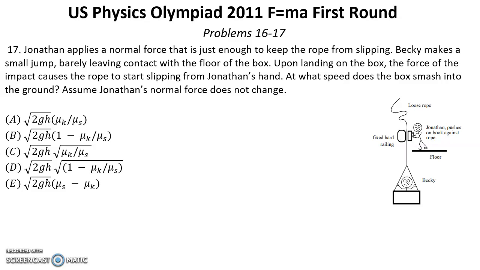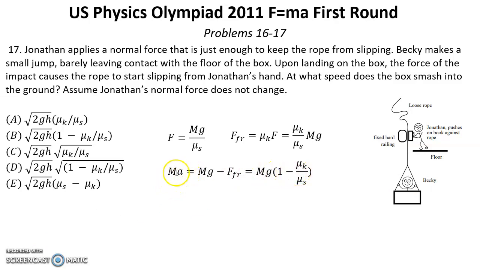As we solved in question 16, the normal force created by Jonathan is equal to this expression. But now, because the rope is sliding, we have a force of kinetic friction, which is now this expression, mu kinetic multiplied by the normal force. So that's the expression for the new force of friction. And now we can write the equation of motion for Becky's box.